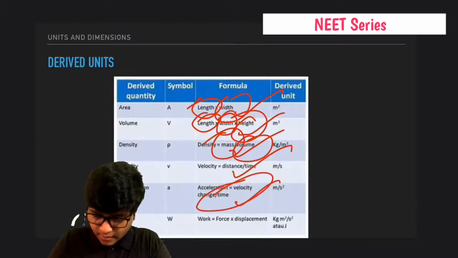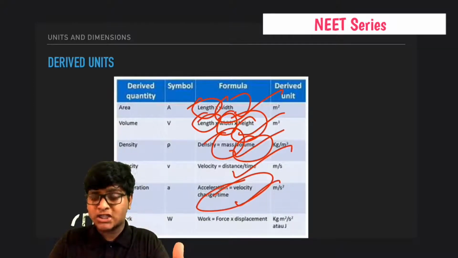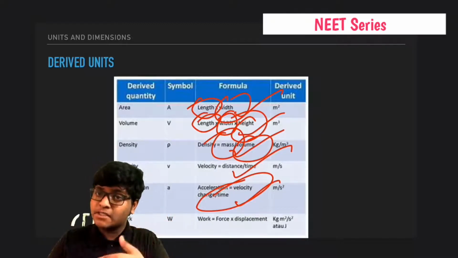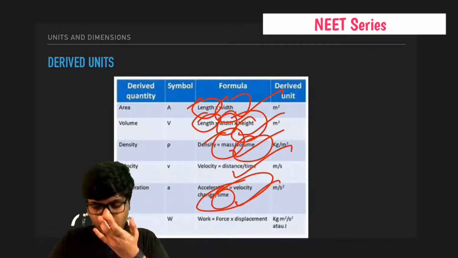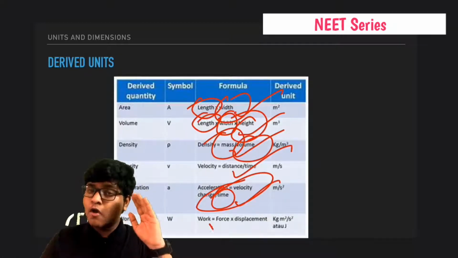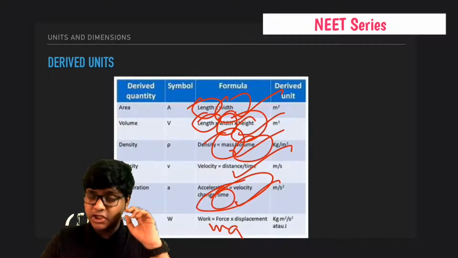If you see acceleration, velocity is displacement by time. Displacement is a fundamental quantity, time is a fundamental quantity. And work is equal to force into displacement. What is this force? Force is mass into acceleration.